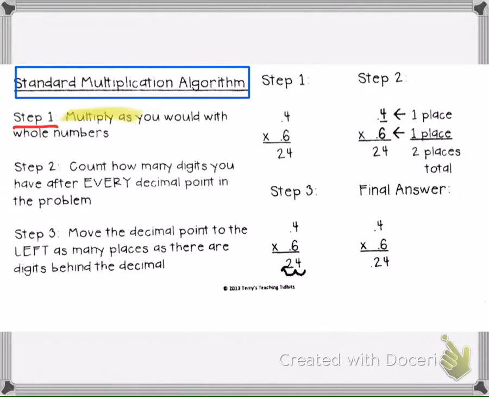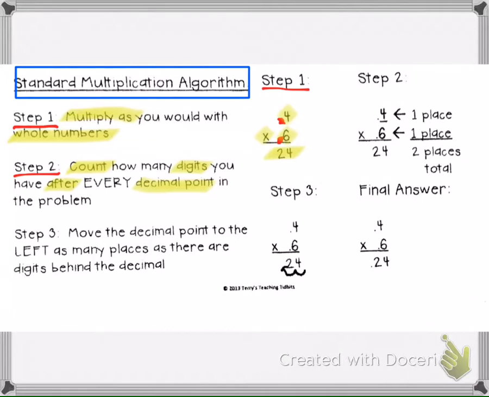Step 1 is just to multiply as you would any whole number. So in this case, you can see that step 1 is shown right here next to it, and we're going to scratch off those little decimal points because whole numbers don't have decimals. So we're just going to pretend they're not there. So really all we have to multiply is just the number 6 times the number 4. 6 times 4 is 24, so we're done with step 1. Super easy. Now, step 2, count how many digits you have after every decimal point in the problem.